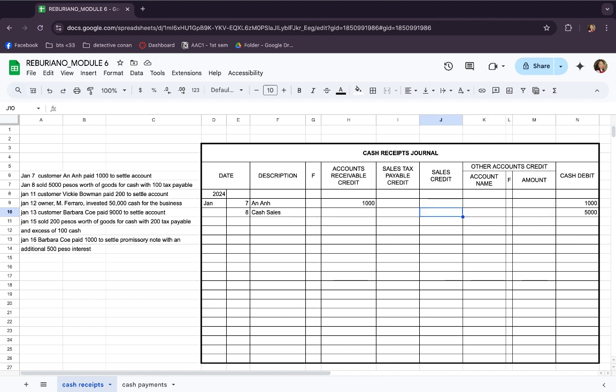Oh wait, I made a mistake. We have the 100 peso tax payable. So the debit, obviously, should balance with the credits. So we have a 5,100 cash debit. That is why it's important to check the whole transaction first. January 11, customer Vicky Bowman paid 200 to settle her account. It is similar to the earlier one, so we'll just put the name of Vicky Bowman. Then, accounts receivable credit of 200 pesos and a debit to cash of 200 pesos.